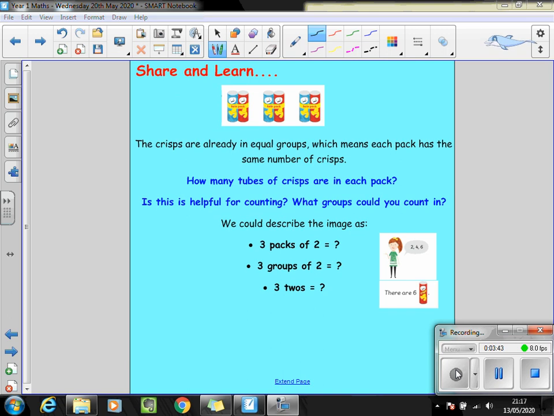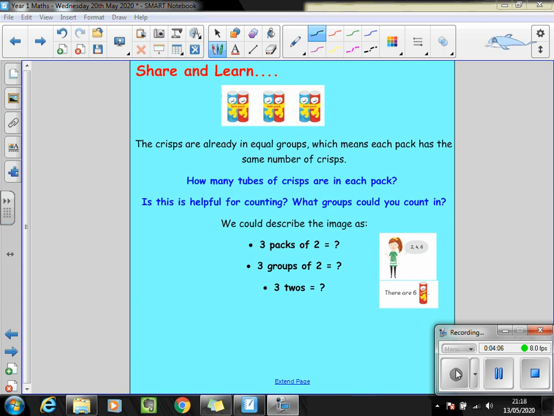Looking closely at the Pringles then, we can see that the crisps are already in equal groups, which means each packet has the same number of tubes of crisps. How many tubes of crisps are there in each packet? Is that helpful for counting? What groups could you use to count in? Pause the video and talk to your adult.